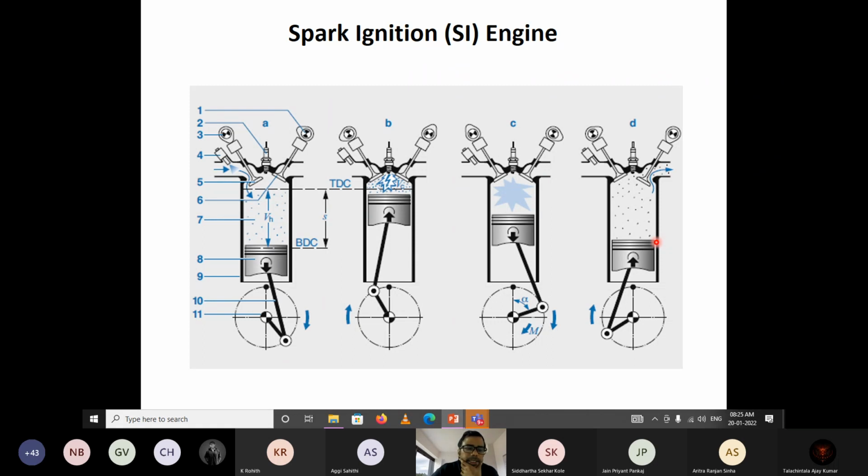Intentionally I have removed the labels representing 1, 2, 3, 4, all these things, and I would like you to identify the parts of the engine. So all of you please come forward and participate and tell me what is represented by 1.